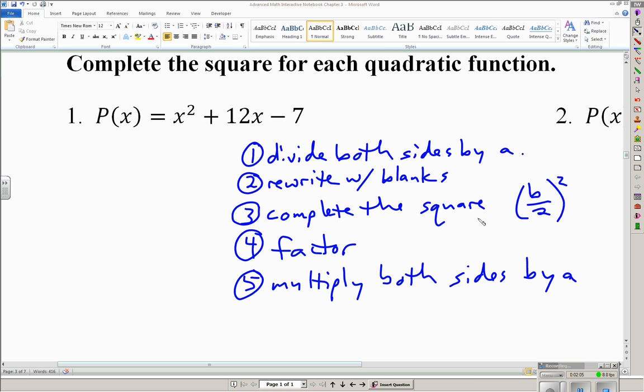Then we'll complete the square. And to complete the square, you take half of b and square it. And that number will go in each blank. Then we'll factor it, and then we'll undo what we did before when we divided both sides by a. We'll come back and multiply both sides by a. And again, since a was 1, we don't need to do step 5 on this first one either. So let's follow the steps here and do this first question.